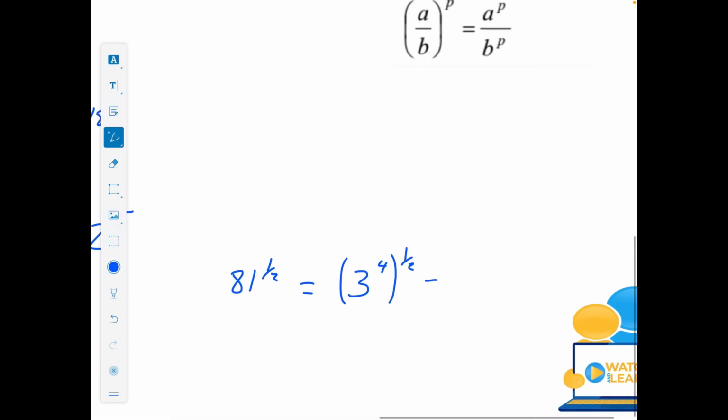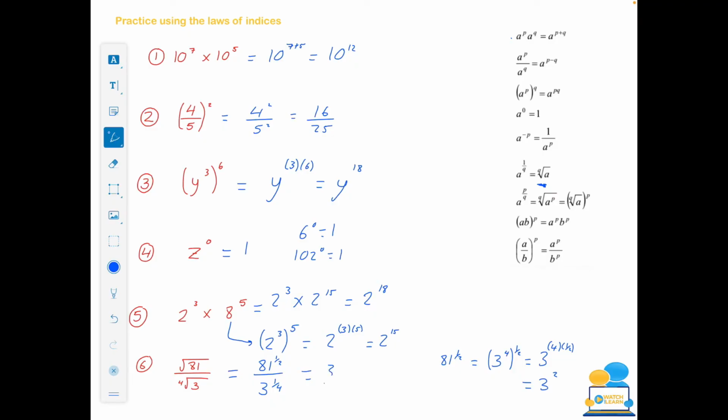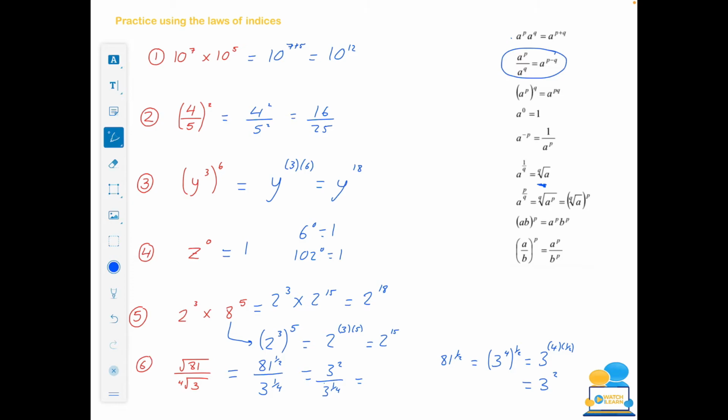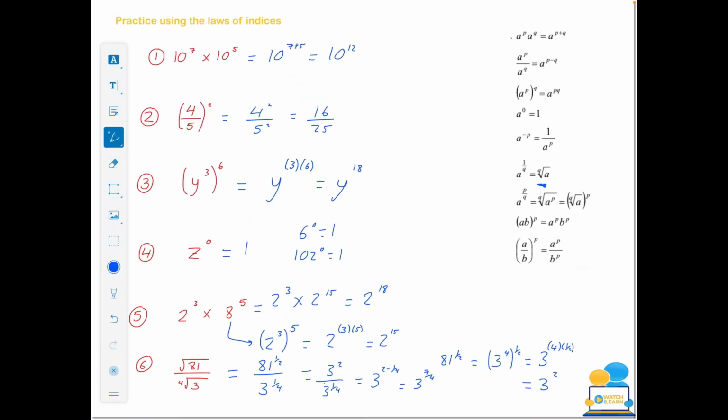Now we have a power raised to a power, so we're going to be using rule number 3. So that will be 3 to the power of 4 multiplied by a half, which will be 3 to the power of 2. So instead of 81 to the power of a half, I can write 3 to the power of 2 over 3 to the power of a quarter. Now my bases are the same, so I can subtract my powers. That's using this rule here. So that's the same as 3 to the power of 2 minus 1 quarter, which is 3 to the power of 7 over 4 as our final answer.